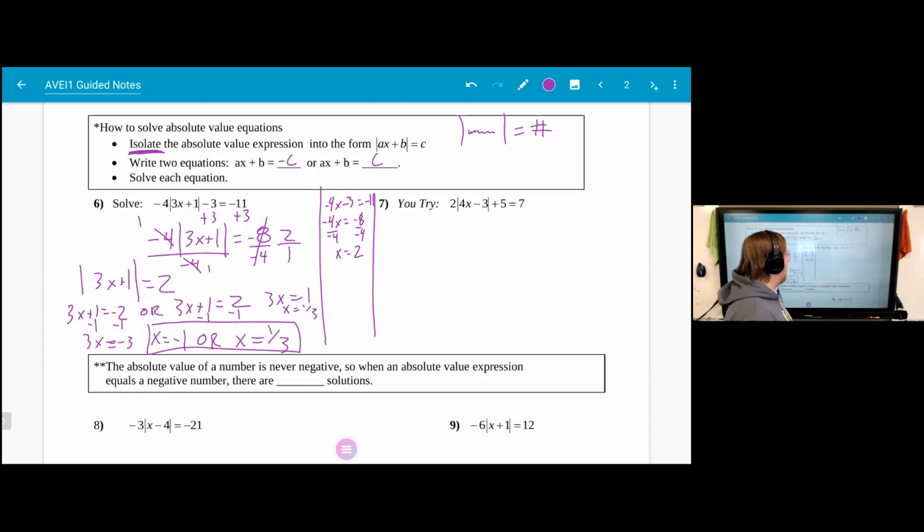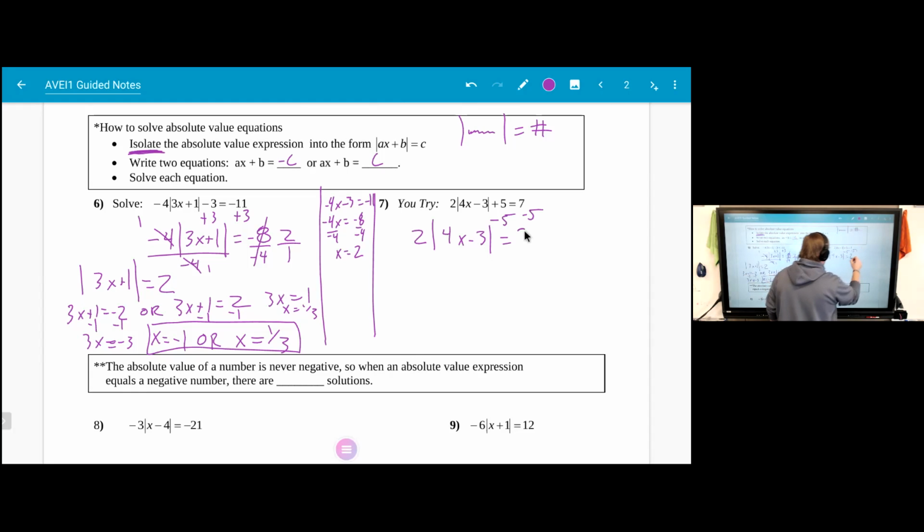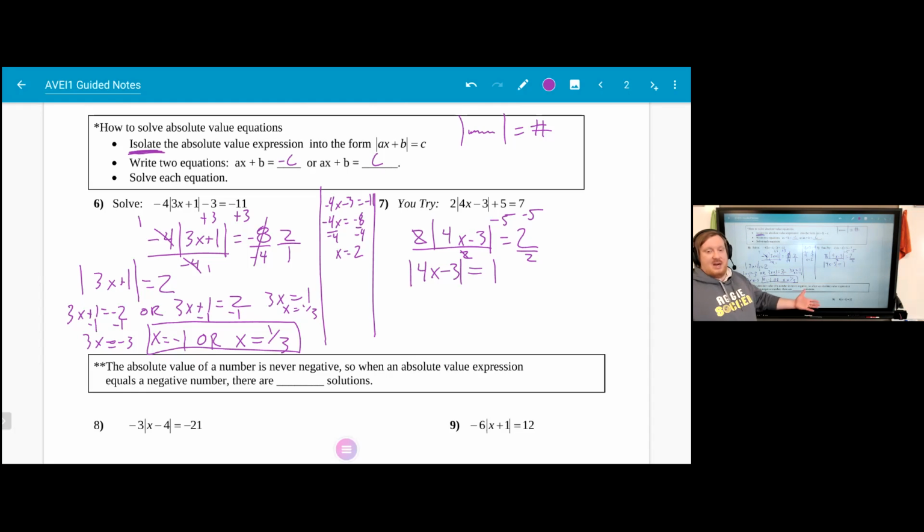Welcome back. I've got 2 times the absolute value of 4x minus 3, plus 5 equals 7. I'm going to do the same thing I always do. I would subtract 5 first from both sides of the equal sign. 2 times the absolute value of 4x minus 3 equals 2. I'm going to divide both sides of the equal sign by 2, because if I do that, that simplifies to 1 times the absolute value of 4x minus 3, or just the absolute value of 4x minus 3 equals 1. And there we go.